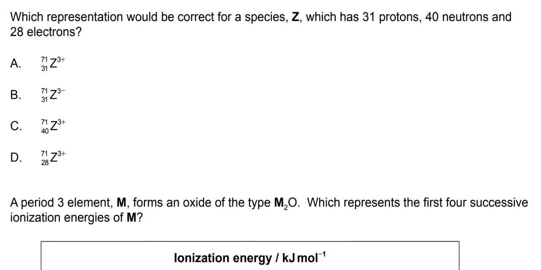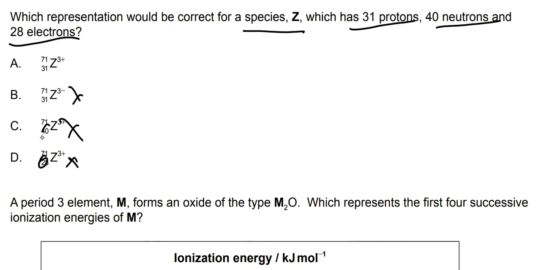Which representation would be correct for species Z, which has 31 protons, 40 neutrons, and 28 electrons? Well, if we have 31 protons and 28 electrons, we're going to have a +3 charge, so we can eliminate this option immediately. The total number of nucleons, or the atomic mass, would be 31 plus 40, so 71. These seem to be correct, and the number of protons would also be 31, so this number on the bottom needs to be 31. And we've already eliminated this option, so A is our only correct answer.